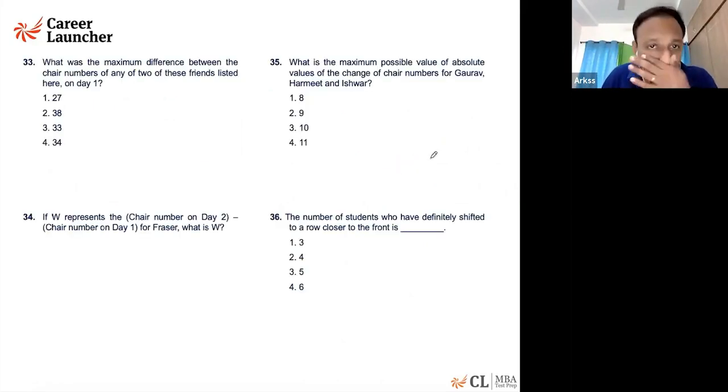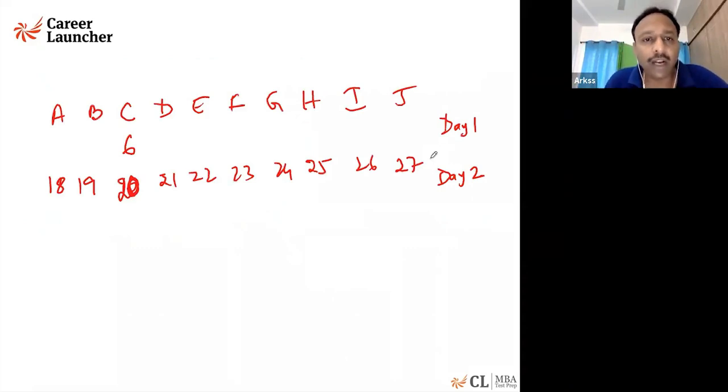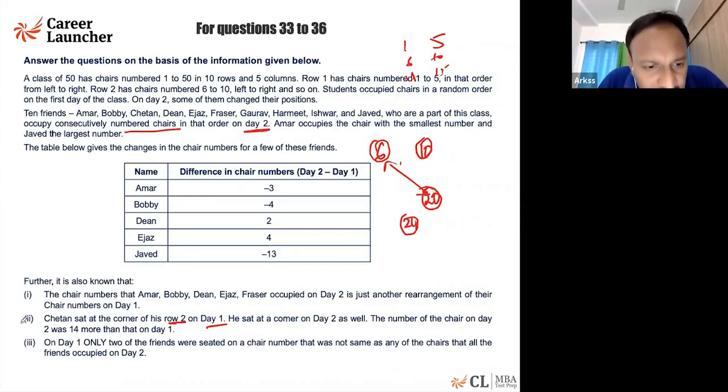Now let's look at the questions. What is the maximum difference between the chair numbers of any 2 of these friends? If W represents day 2 minus day 1 for Fraser, what is the number of students who have definitely shifted to a row closer? Now, I don't have this. I know this is taken care of. The chair numbers of A, B, D, E, and F on day 2 are just another rearrangement of their chair numbers on day 1.